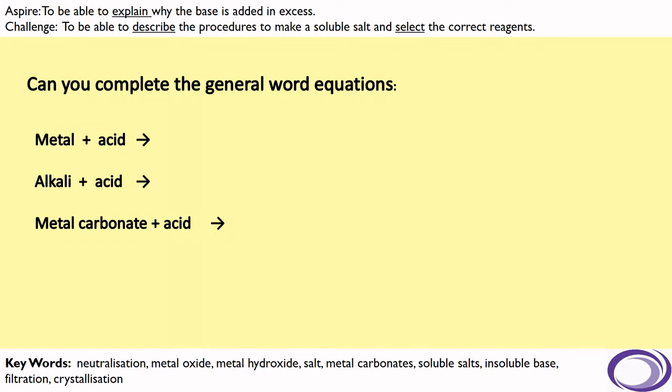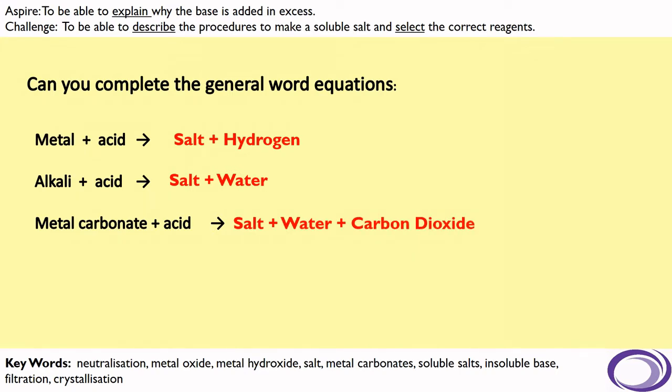So first of all, if you react a metal with an acid, you get salt and hydrogen gas produced. If you react an alkali with an acid, you will get salt and also water produced. If you react a metal carbonate and acid, you will get a salt, water and carbon dioxide produced.